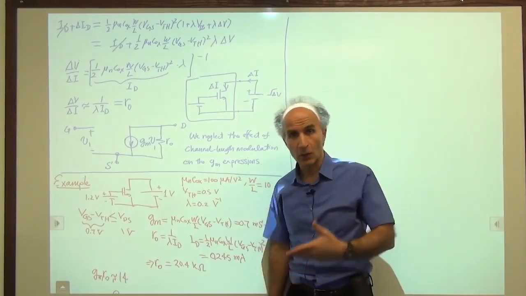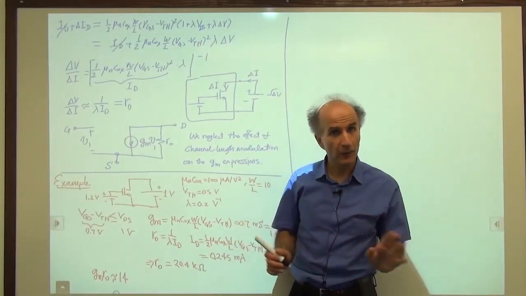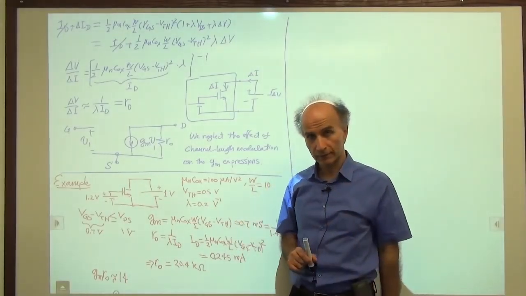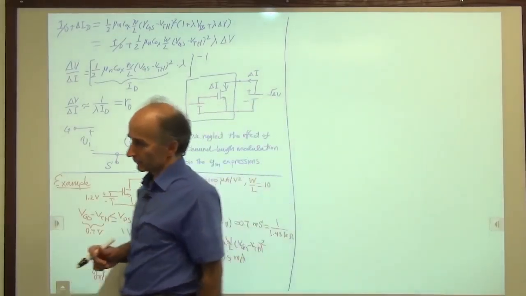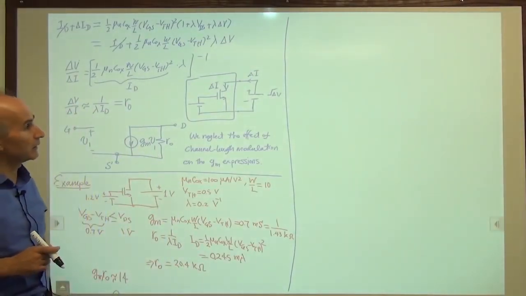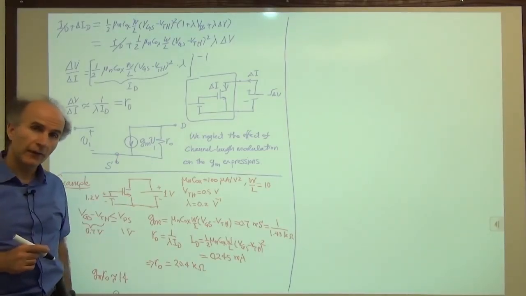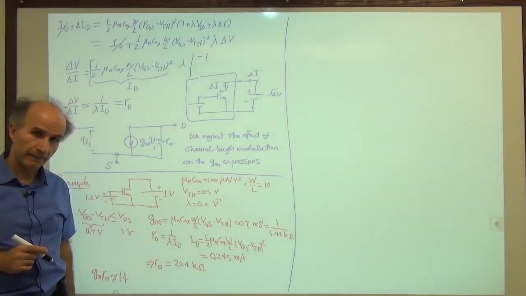What does that mean? Why are we talking about that? Why is GM multiplied by RO? We don't know at this point. Just remember that for the future. Very well. That was a quick example on the small signal model. And now we can go to a different type of MOS device.